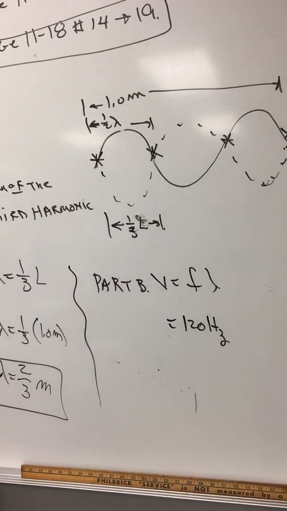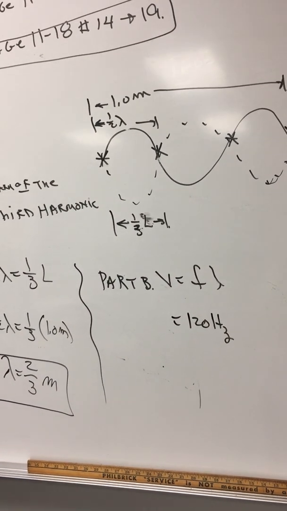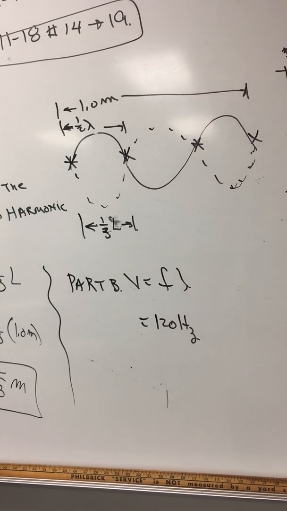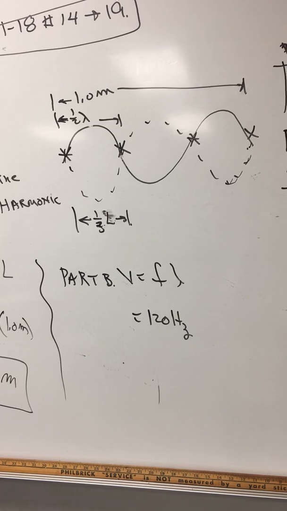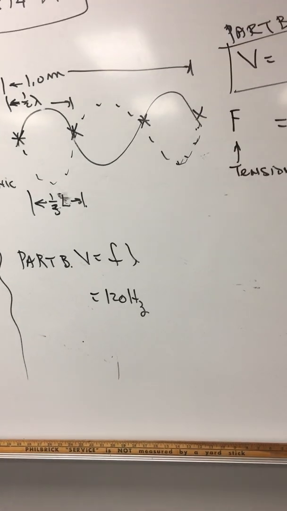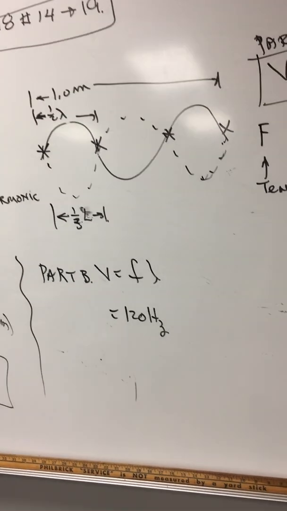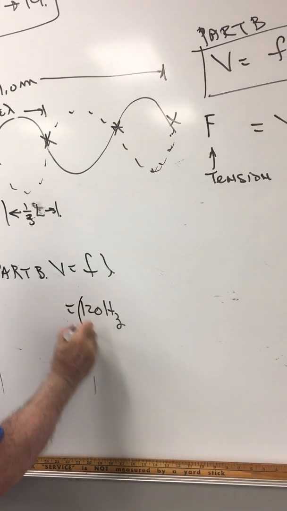Hertz is named after a physicist by the name of Heinrich Hertz. In 1887, he actually discovered that radio transmissions are waves, radio waves. And so they decided to name it after Heinrich Hertz. And we know that the wavelength is 2/3 of a meter.